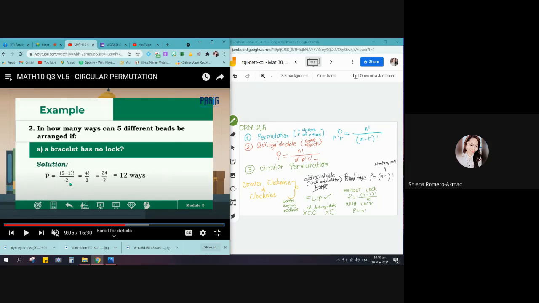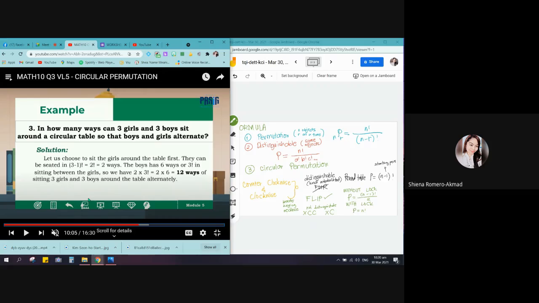Meaning, you cannot identify the counterclockwise arrangement and the clockwise arrangement. While if there is a lock, so ang gagawin lang is to get the value of n, that's 5, and substitute that to n factorial. We have 5 factorial, which is 120 ways. Okay, next.